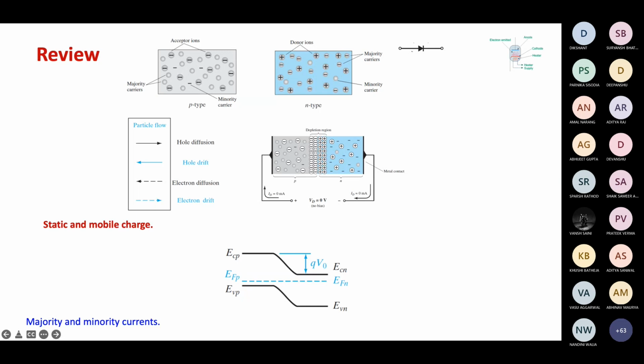If one is more, the other will be less, because if the majority carriers are more, EFN will be closer to ECN and farther away from EVN, which means the minority carriers will be small in number. Yes, do you have a question or something?